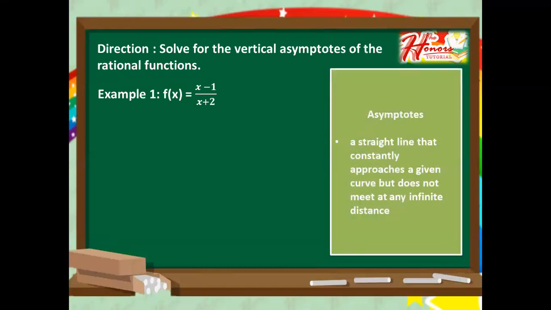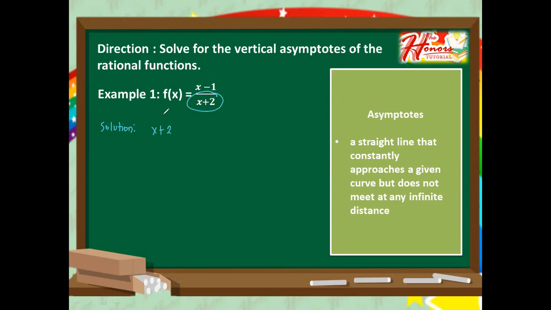Now let us have the definition of asymptotes. It is a straight line that constantly approaches a given curve but does not meet it at any infinite distance. So let's solve for the vertical asymptotes. If you want to solve for the vertical asymptotes, you have to focus on the denominator only. So therefore, for our solution, we will be getting the denominator only. So that is x plus 2.